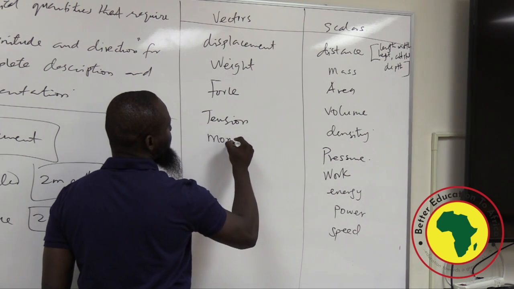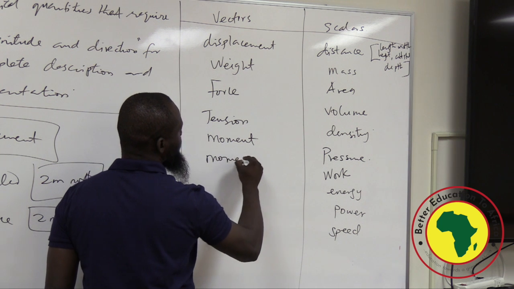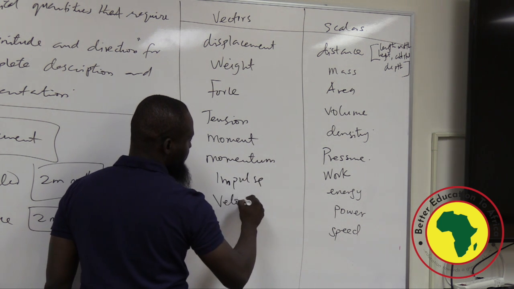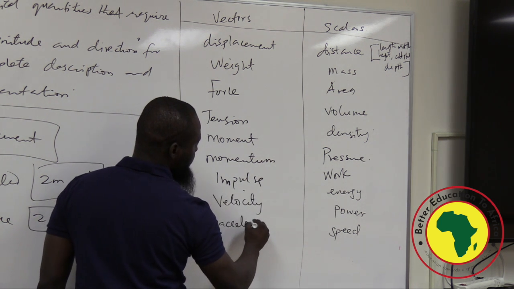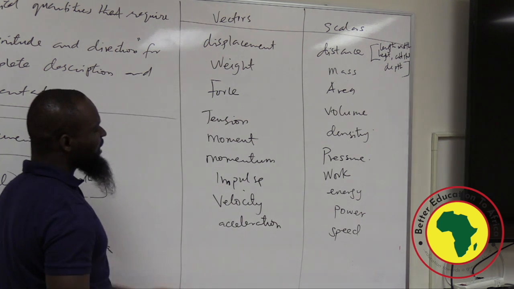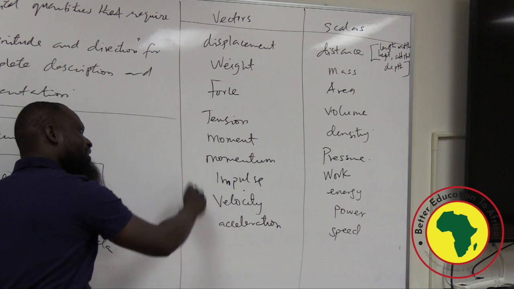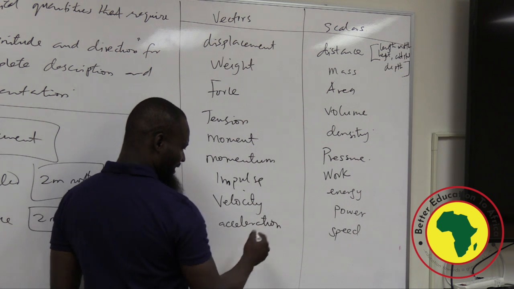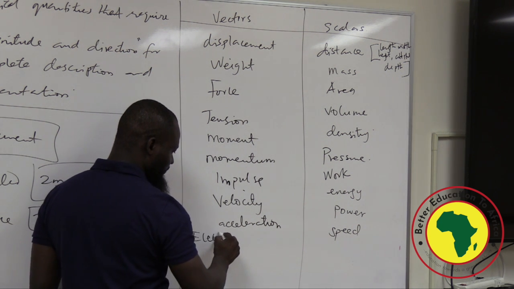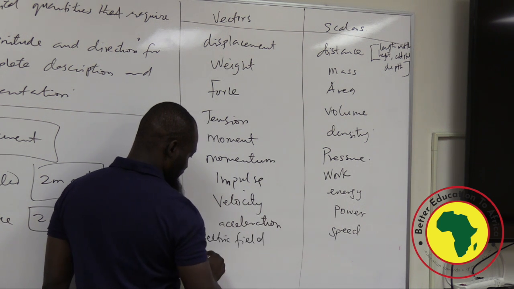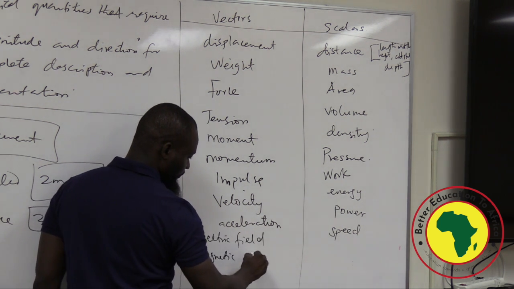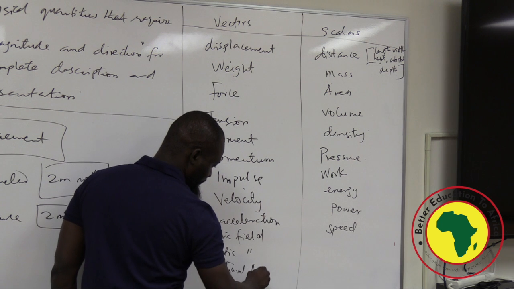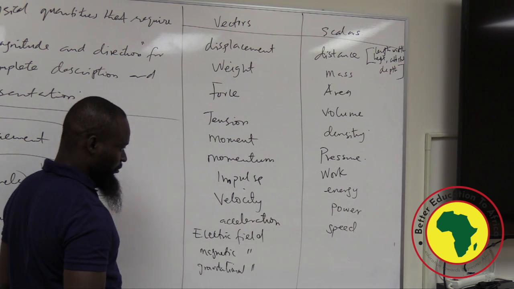We have moment, momentum, impulse, velocity, acceleration. These are all vectors. So when you prescribe any of these, we expect that you attribute to it a sense of direction. Acceleration, all the fields, electric field, magnetic field, gravitational field, these all have direction, okay?